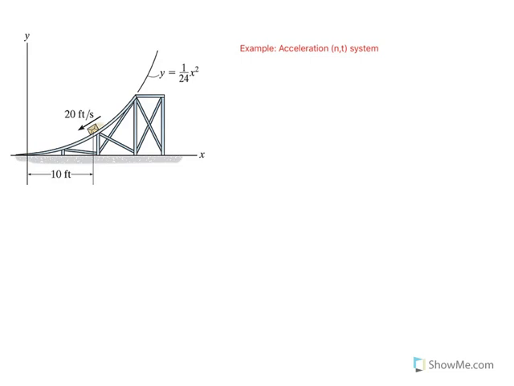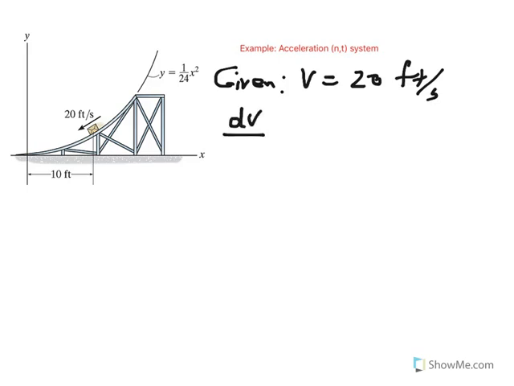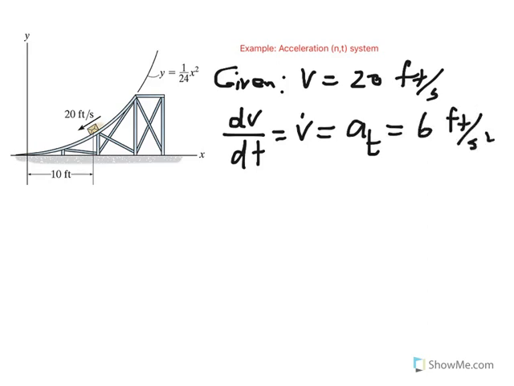So what's given is that the velocity at that instant is 20 feet per second. And we have one other piece of information that at that instant, the speed is increasing at the rate of 6 feet per second squared. The rate of change of speed, dv dt, or v dot, is actually tangential acceleration. And at that instant, that tangential acceleration is given to be 6 feet per second squared. So by that we mean actually this guy.